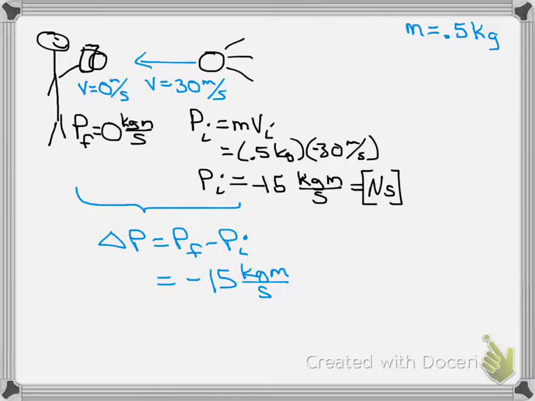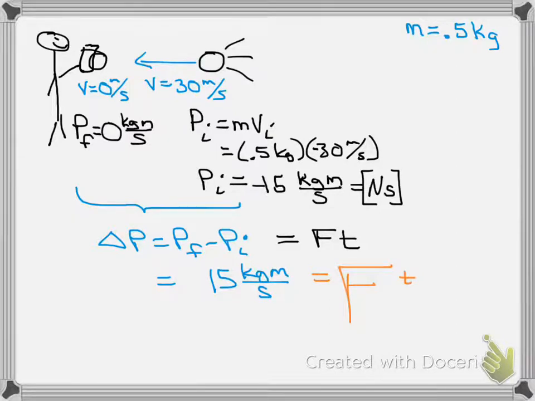Well, the change in momentum is equal to the final value minus the initial value. And need to get rid of that negative sign there. So the change in momentum is positive 15 kilogram meters per second. This is force times time.